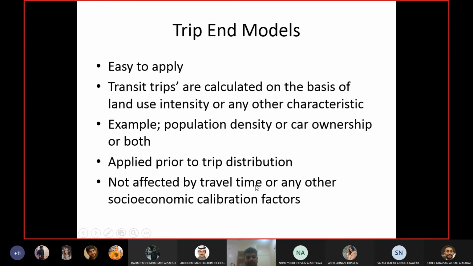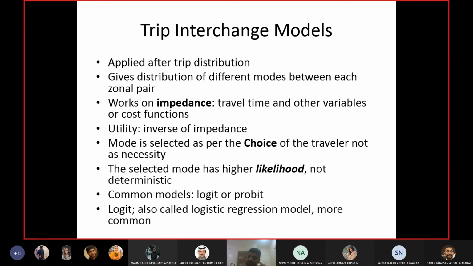These models are not affected by travel time or any calibration factors, obviously, because travel time and calibration factors are used in trip distribution, and you are already dividing the trips into different modes before that. So once you come to the trip distribution stage, the trips are already divided into different modes, and then you are applying the travel time and socioeconomic factors. So the values taken by the trip end models are not affected by travel time or socioeconomic calibration factors, the F and the K factor, the friction and the K factor.